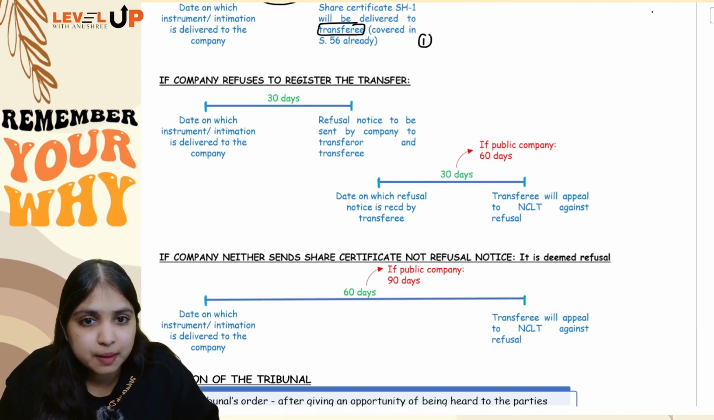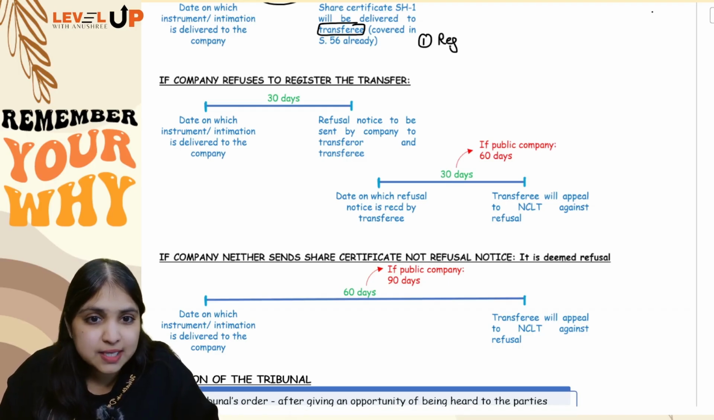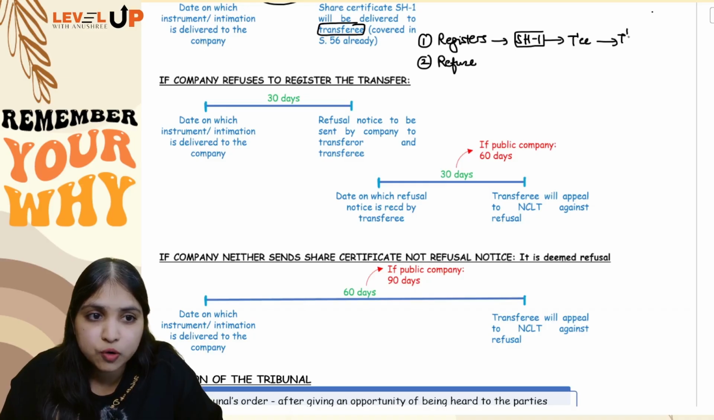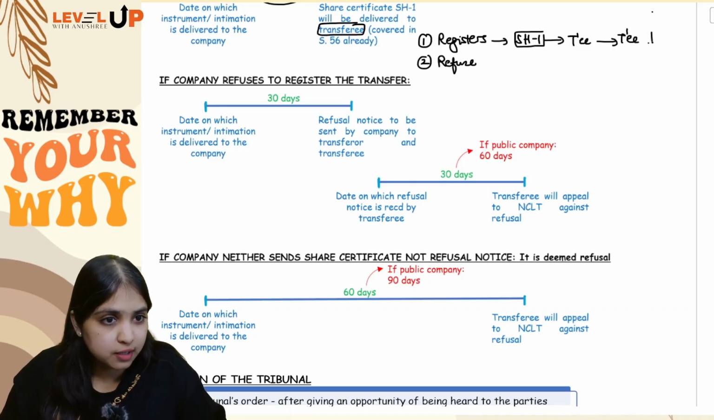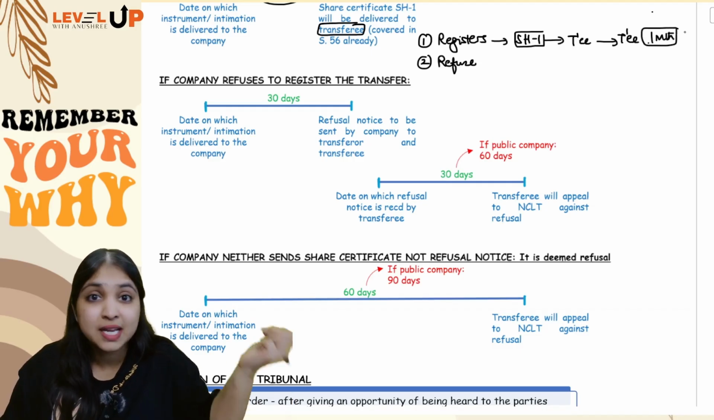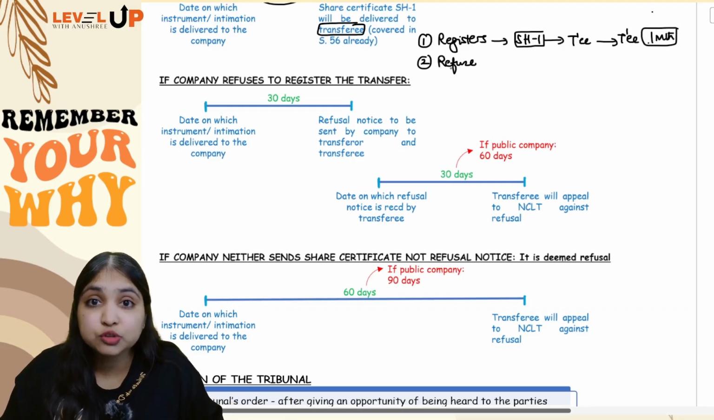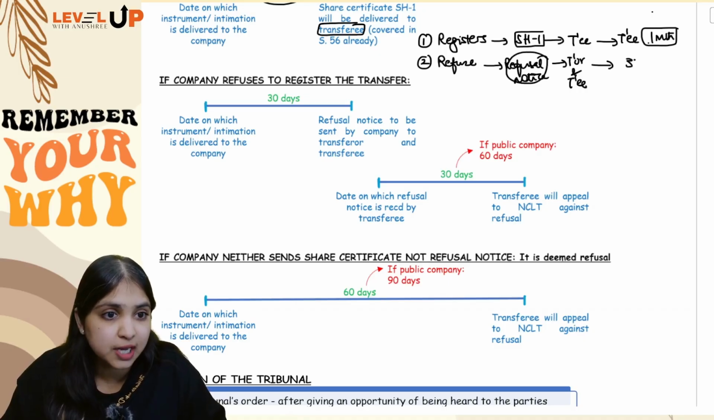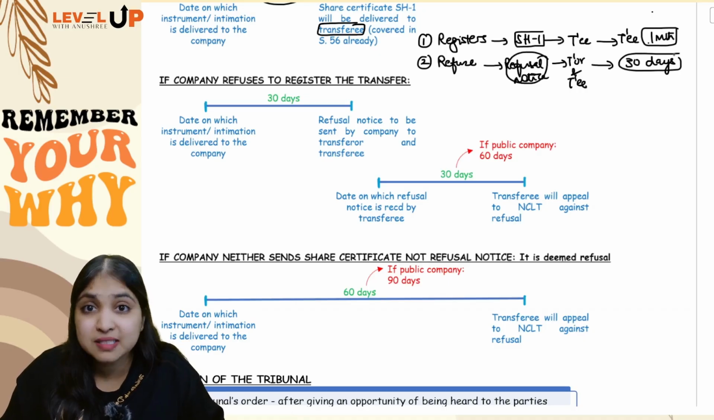So point number 1, if the company registers the transfer, once we submit the documents, there are only two possibilities. Either the company registers the transfer or the company refuses to register the transfer. If the company registers the transfer, it will send a new share certificate, SH1, in the transferee's name, to the transferee, within 1 month from the date on which the company received the documents. If the company wants to refuse to register the transfer, it will have to send a refusal notice to both the transferor and the transferee, within 30 days from the date on which the company received all the documents.